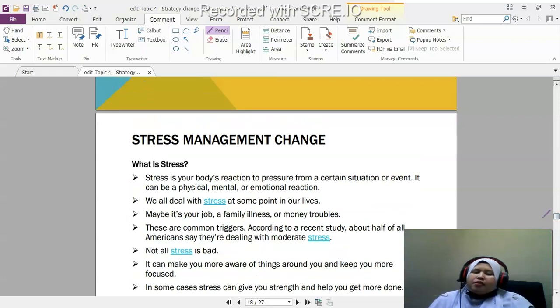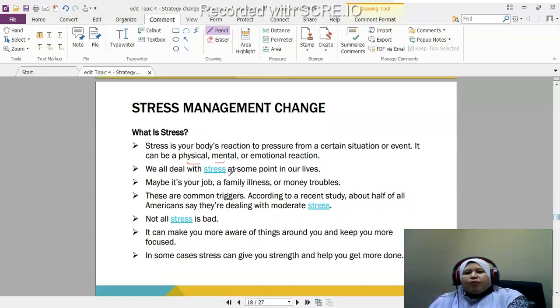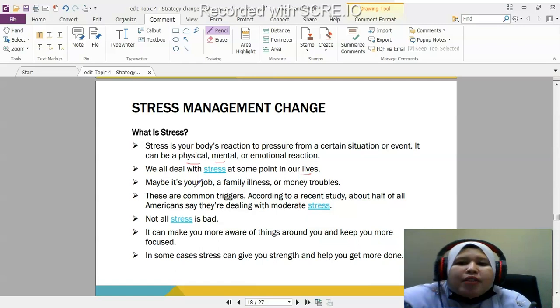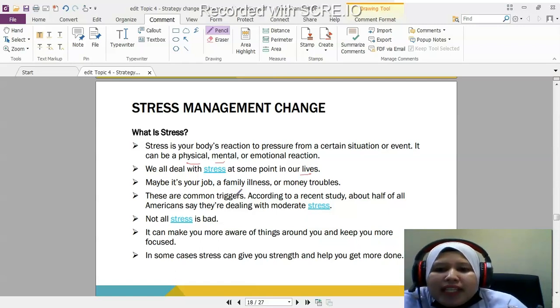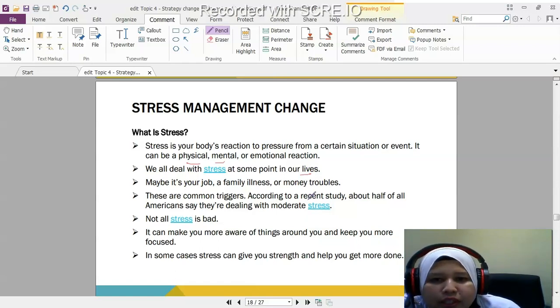Okay. Next, let's look at stress management. What is stress? Stress is your body's reaction to pressure from a certain situation or event. It can be a physical, mental, or emotional reaction. So we all deal with stress at some point in our life. Maybe it's your job, a family illness, or money troubles.